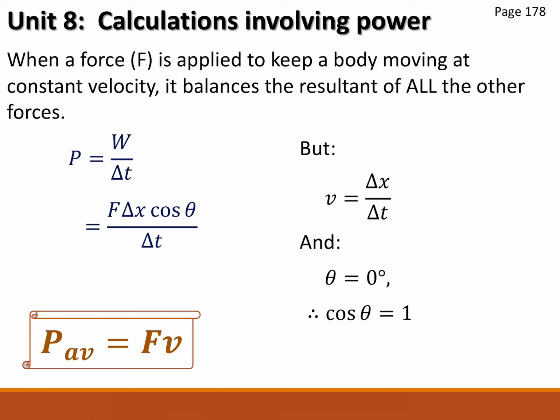That changes my equation to being average power, so this would be the average power of the applied force on the object, is that force times velocity. This is only valid when the object is moving at constant velocity. If velocity is changing, in other words, there is a net work being done, you cannot use this equation.